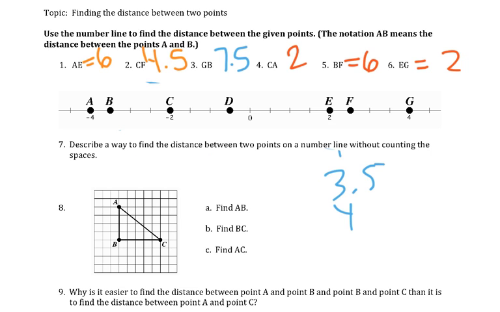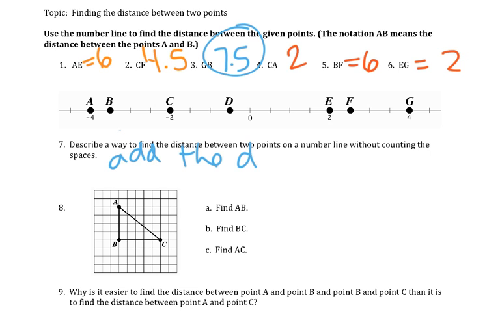Alright, number 7. Describe a way to find the distance between 2 points on a number line without counting the spaces. Well, we kind of did that, right? You could just add the distances from 0. Or just add the absolute values of the points.